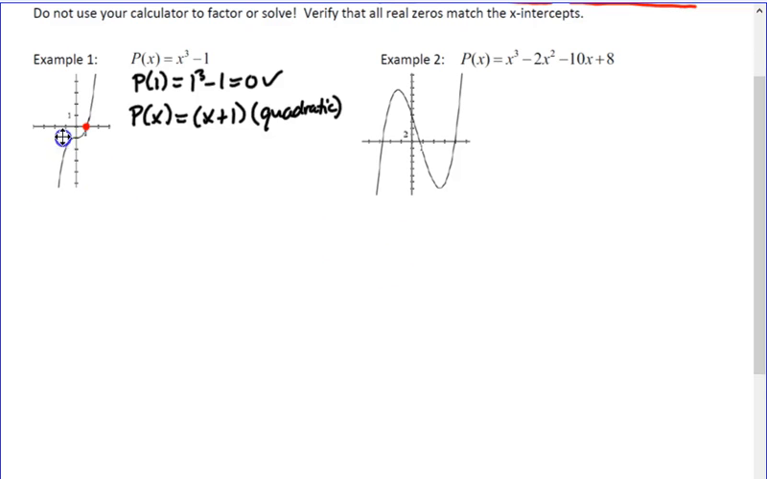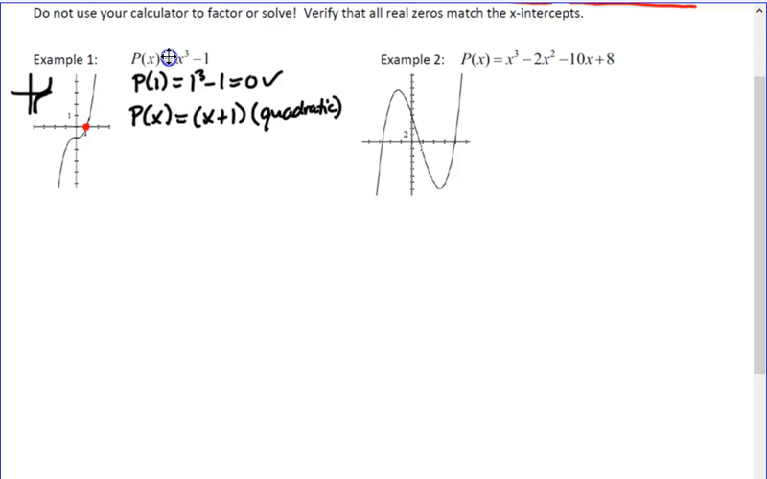I can tell by the way the graph is curved, it goes straight through the x-axis here, that this is not a triple zero. It would be a triple zero if it curved as it went through. So if it curved as it went through, then that would be an x minus 1 cubed. But it does not do that. So I'm going to need to find the other two zeros some other way.